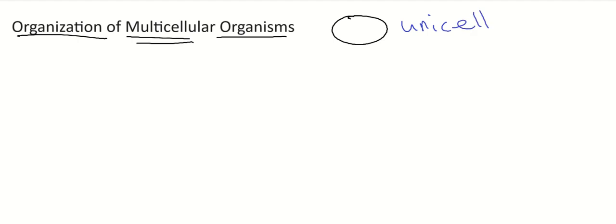All right, this level is called organization of multicellular organisms. And this only applies to multicellular organisms because single cell organisms can't have more than one cell, as obvious as that may sound. So unicellular organisms do not apply. They don't have this type of organization that we're going to go over right now.